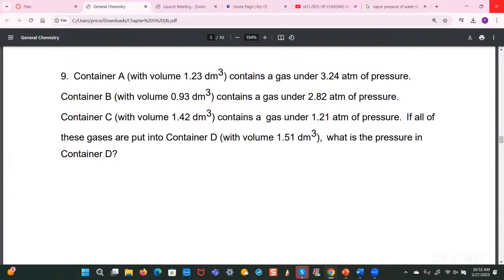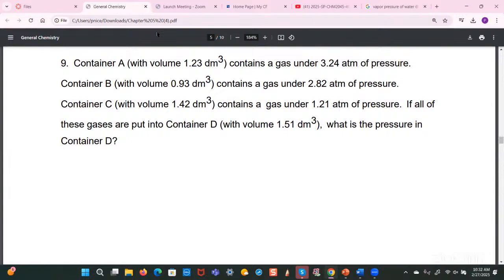So let me see if I can organize it this way. Let me do this for gas in container A. So container A, right? P1 is equal to 3.24 atmospheres, and V1 is equal to 1.23 dm³.